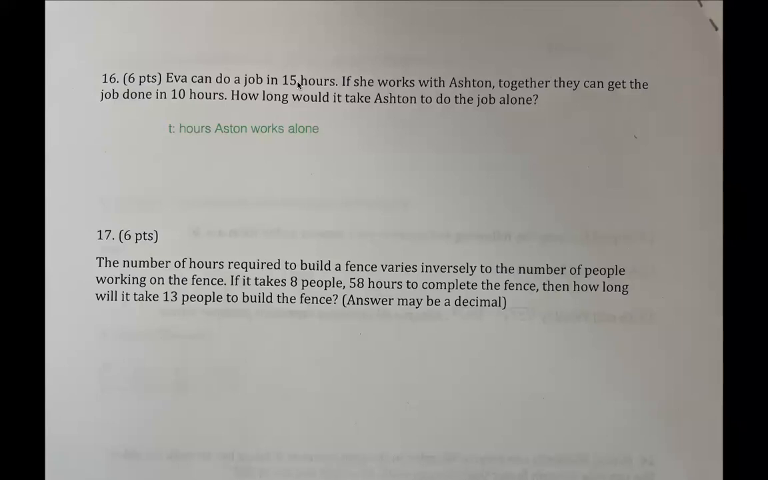Now we can set up an equation, right? So 1/15, that's Eva's speed, because it takes her 15 hours to finish the job alone, plus the speed of Ashton, which is 1/T, equals, when they work together, the speed is 1/10, because it only takes 10 hours working together to finish the job. So we have this rational equation, right? We want to solve for T.